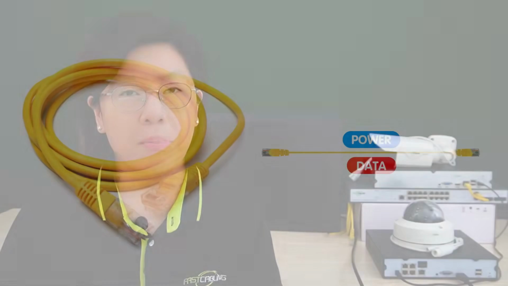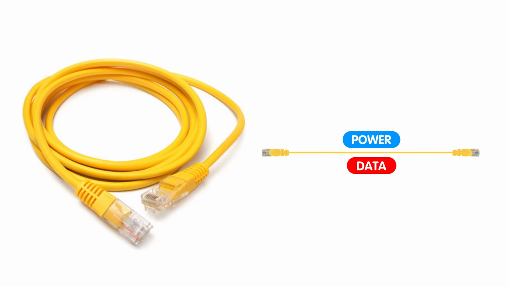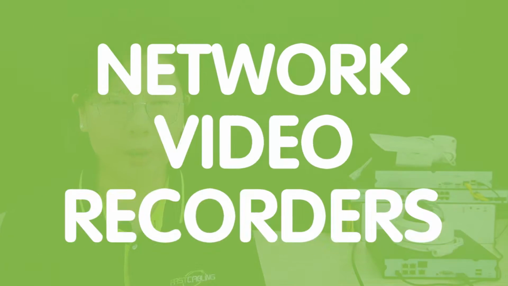Before we get deeper, let's start with the basics. What is PoE and why is it a game changer for civilian systems? PoE technology is a revolutionary innovation that allows both power and data to be transmitted over a single Ethernet cable. This means that your civilian cameras can draw power and transmit data using just one cable, simplifying the entire setup process. So now let's delve into the world of PoE NVRs, or network video recorders.